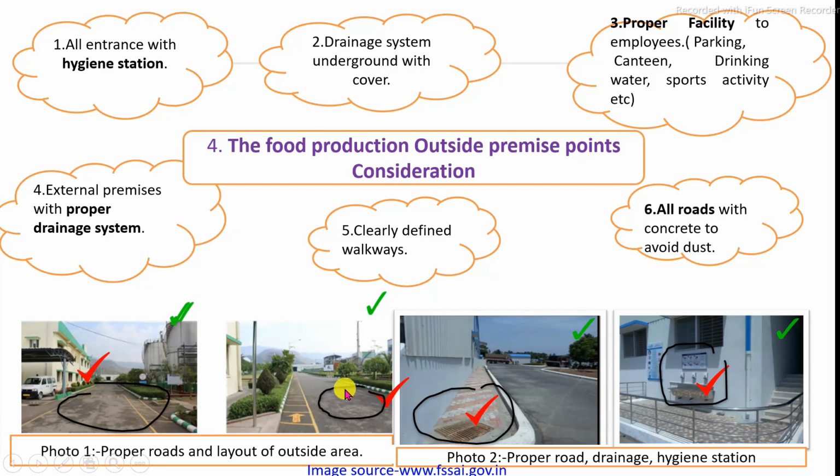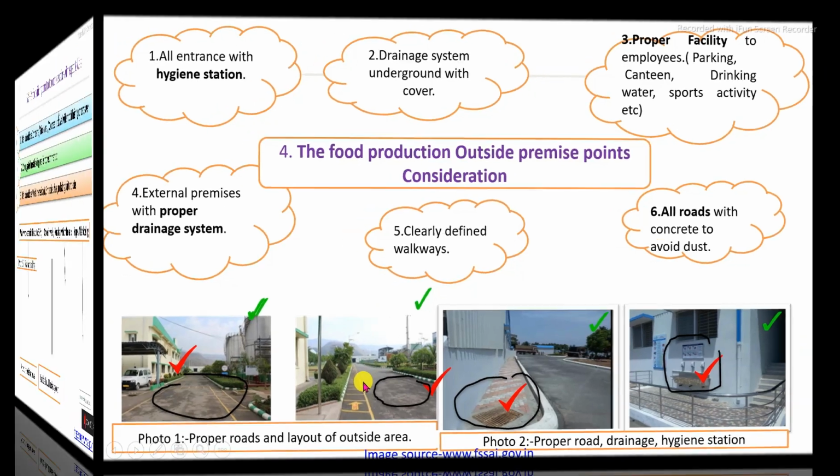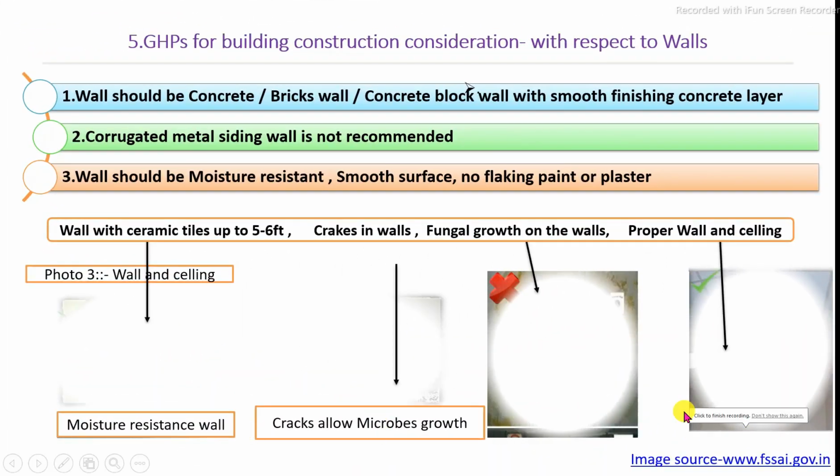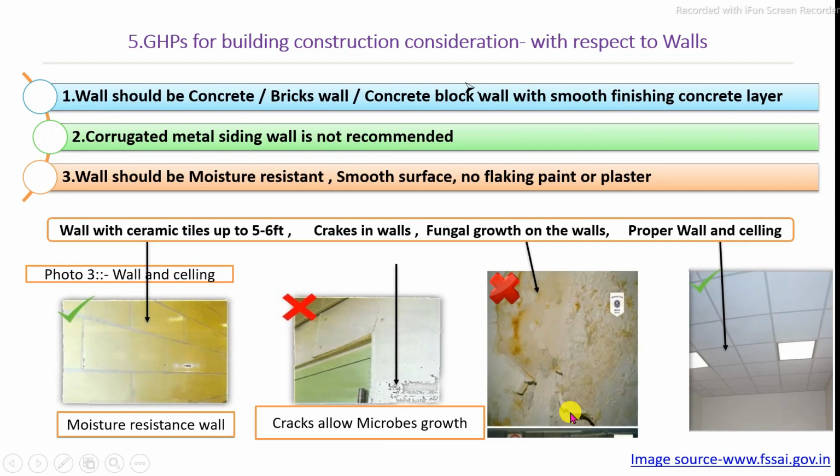Properly clean and sanitize the outside of the premises. Good hygienic practices with respect to the building construction of the food industry: the wall of the food industry must be a concrete brick wall or concrete block wall with a smooth finishing concrete layer on both sides, inside and outside. Corrugated metal sheet walls are not allowed or not recommended.